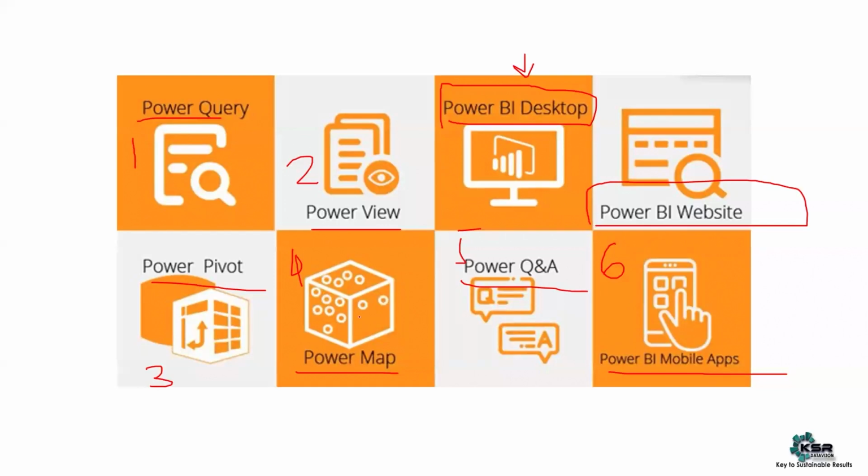Now we're also going to discuss what is Power Query, what is Power View, what is Power Q&A, what is Power Map, what is Power Pivot. So we're going to discuss all these components one after the other, but these are the 6 different components which are part and parcel of Power BI Desktop. As a developer, you should know all these 6 components. And then at the last, once the development is done, you can publish it to the Power BI website. That's how it works.